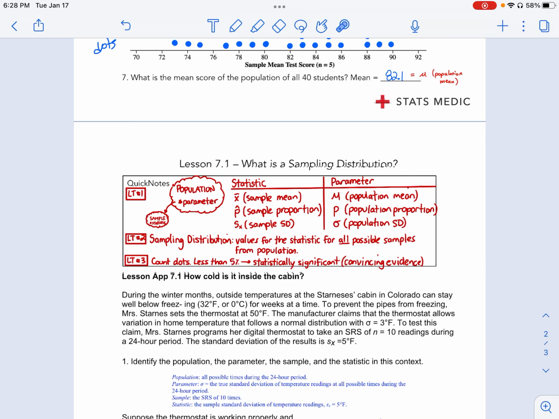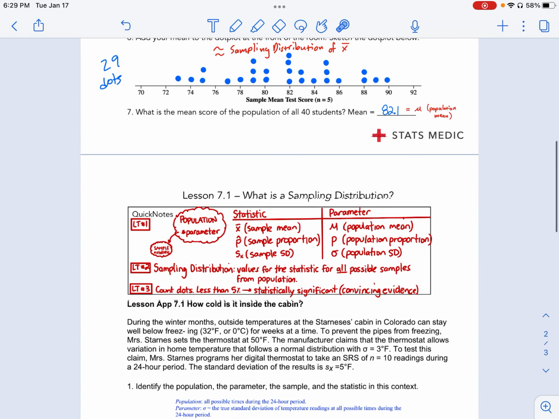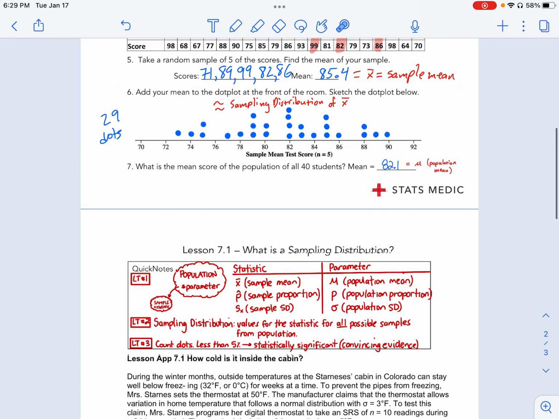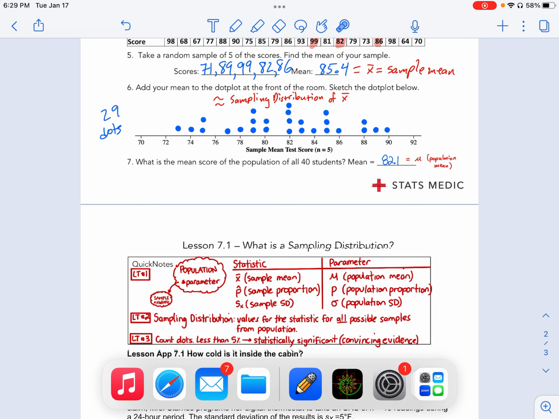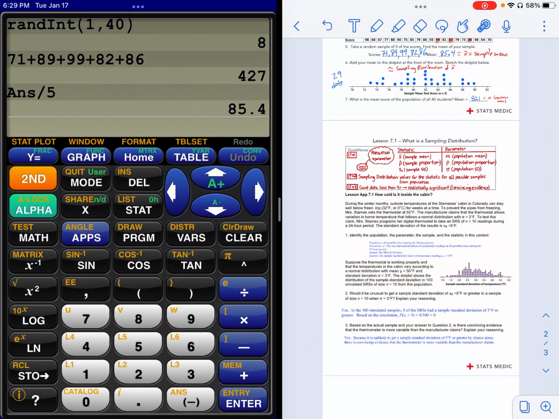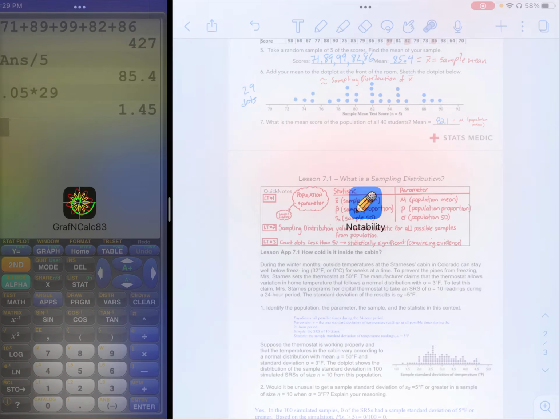And learning target 3 is: are your results statistically significant? Count the dots. If it's less than 5%, it is significant. Meaning if you count, there's 29 kids here. What's 5% of 29? Well, 0.05 times 29 is 1.45.